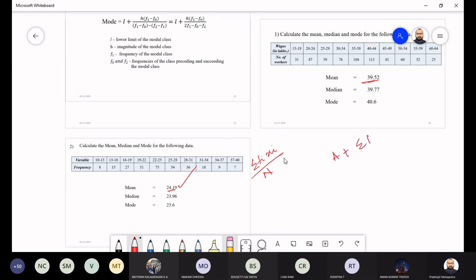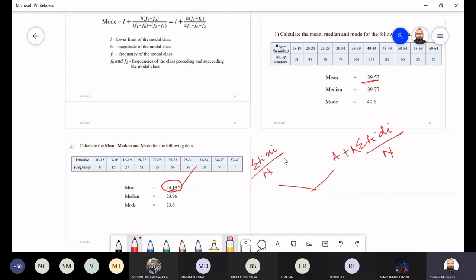The sum of fi di divided by n, and sorry, it is not discrete type, so you have to adjust according to that. Getting or not? So use both methods and check whether you are getting the same answer with both or not. Is it okay? Yes, sir. And you should get the same answer.